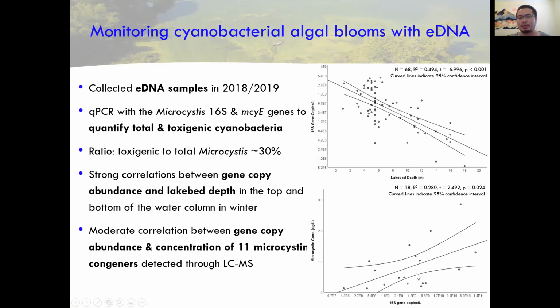And on the opposite trend, in the top of the water column, they also found a correlation between environmental DNA copy numbers, or the quantity of environmental DNA, and the concentrations of toxins. So if there are more toxins in the water, toxins released by cyanobacteria, the more environmental DNA you will likely detect.